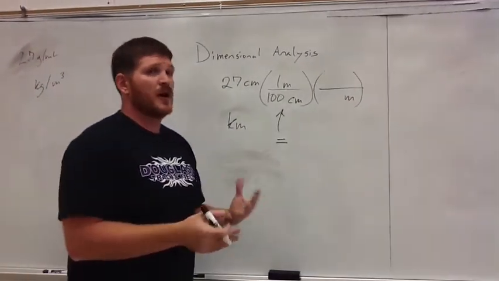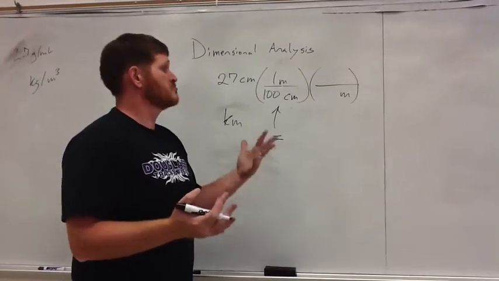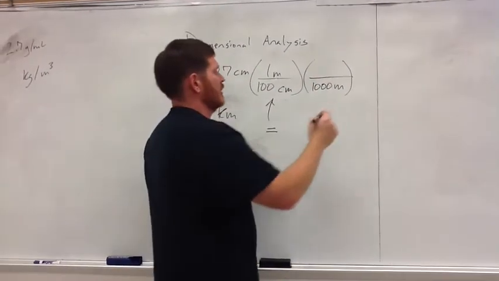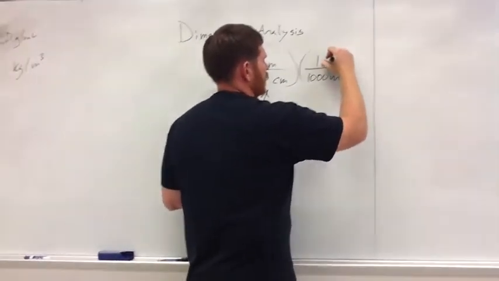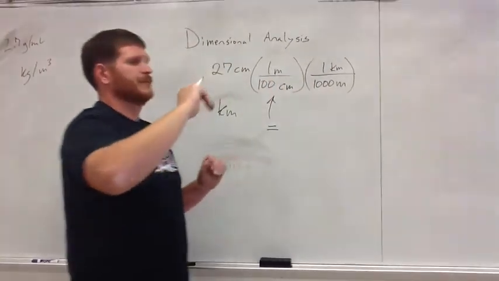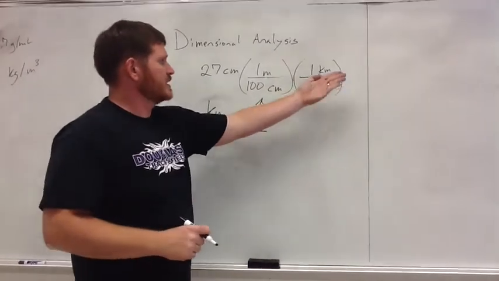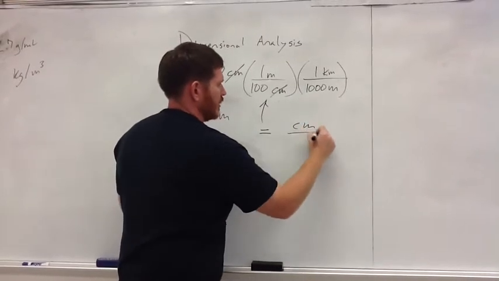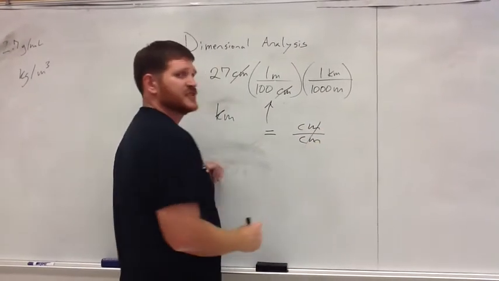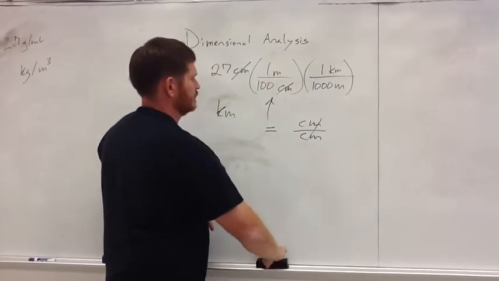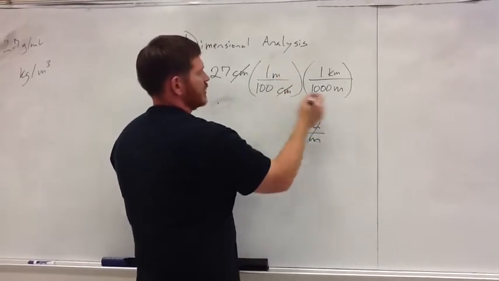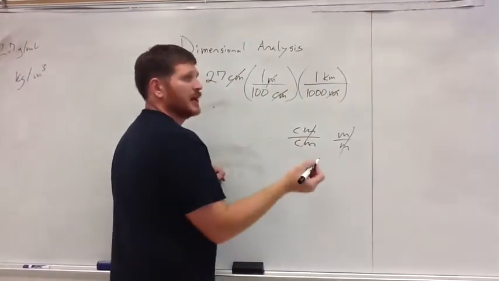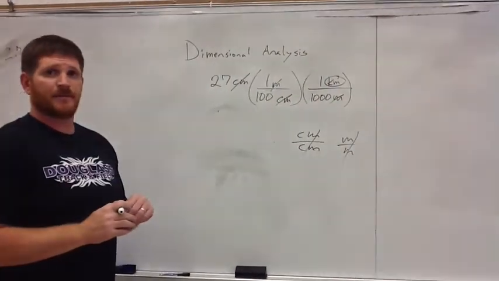Now, what do I know about meters? Can I go from meter to kilometer? Sure. I know that 1,000 meters equals 1 kilometer. So I'm at the unit that I want to get to, and this is how I did it. Centimeter over centimeter cancels out. Meter over meter cancels out. And I'm left with 1 unit of kilometer.